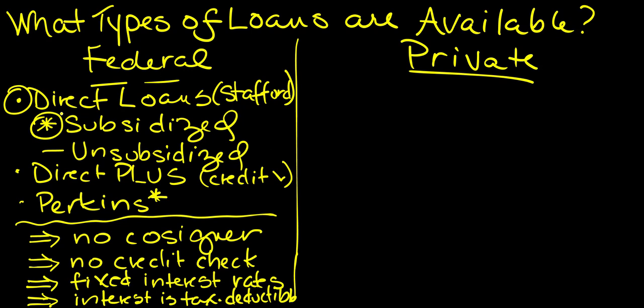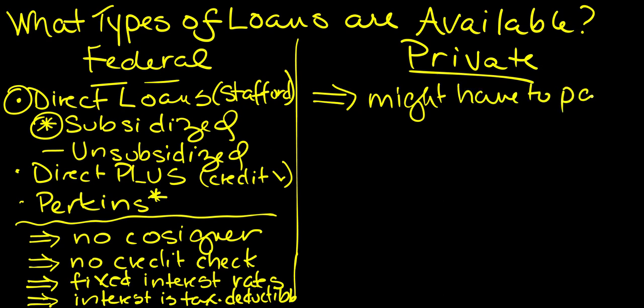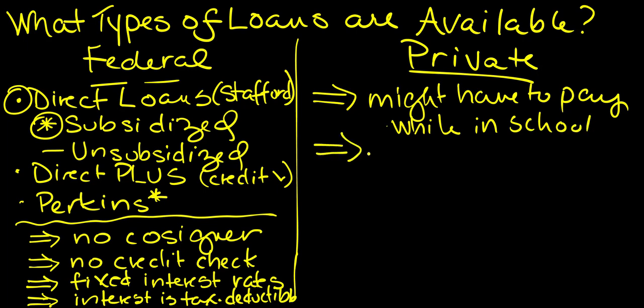Here on this private side, I'm not going to list out the different loans because it just depends on the lender. But the things that you need to know are, you might have to start paying these loans back while you're still in school. Big difference between the private and the federal. Next, they may require a credit check and a cosigner.